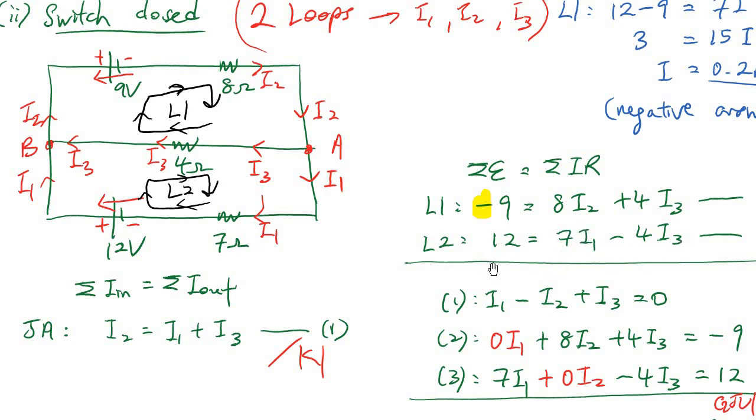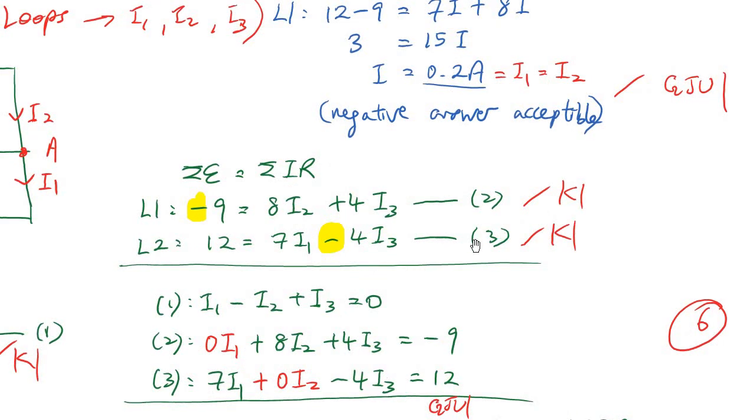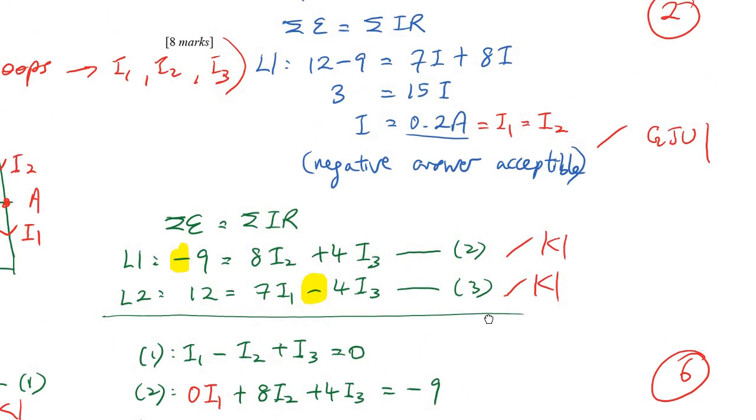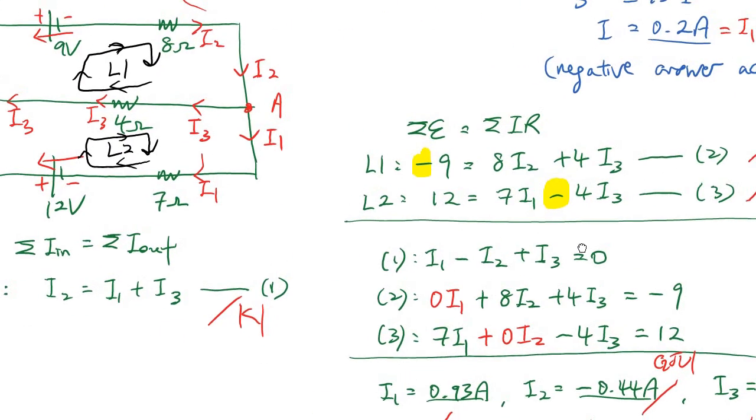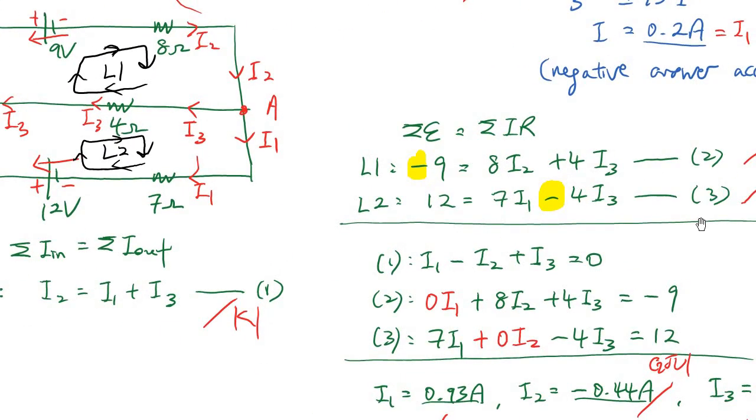And then the 4 ohm, the current through it is I3. But I3 is opposite to the loop, so it's negative. Remember to put negative if opposite direction. So negative 4I3. So we got our third equation already. We must have three equations: 1, 2, 3.